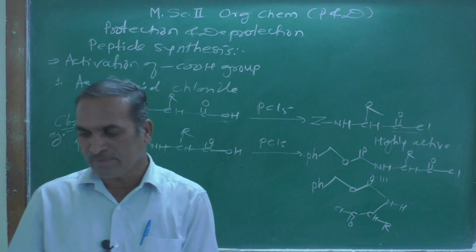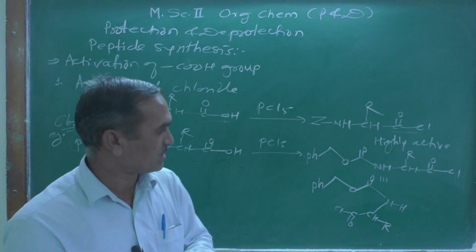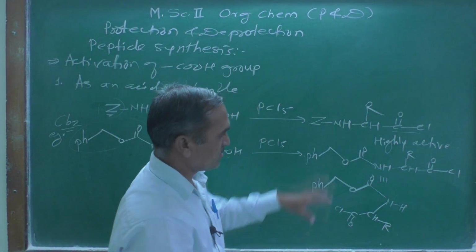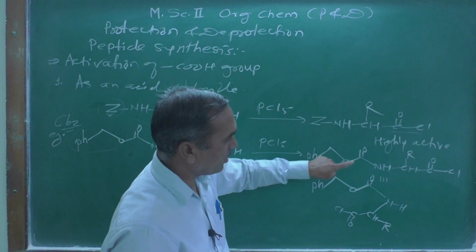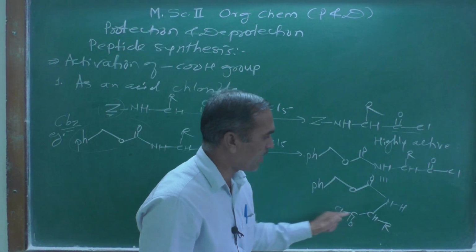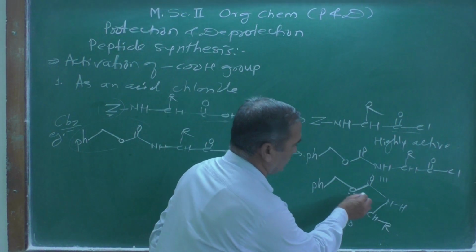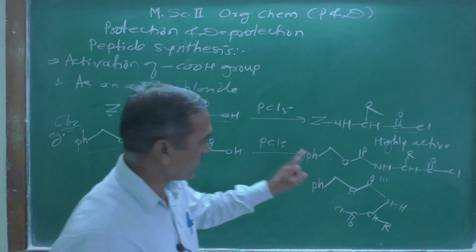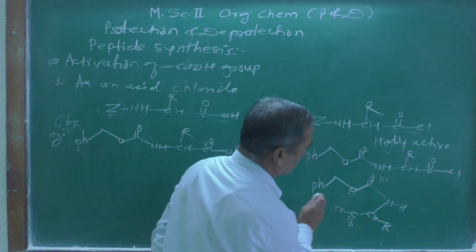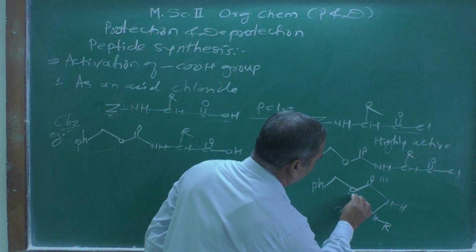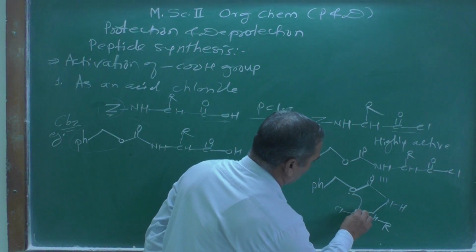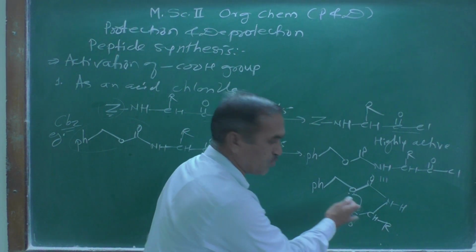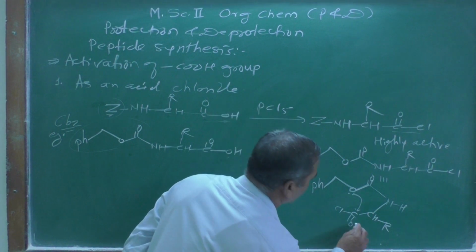For the sake of cyclization, I am showing the same structure represented like this. Look at the lone pair which is present on the oxygen atom. What is going to happen? It is going to attack this carbonyl carbon, because this group is highly active in nature.